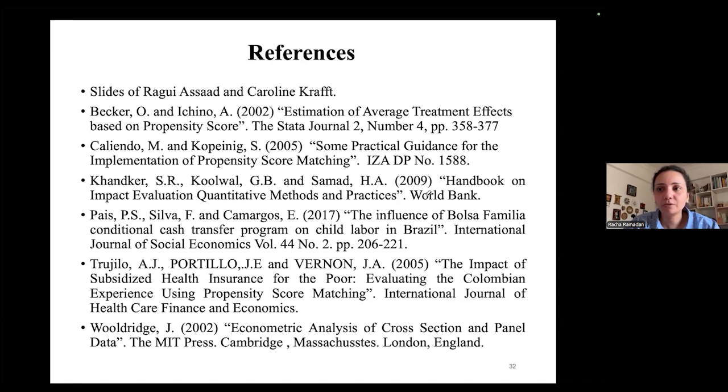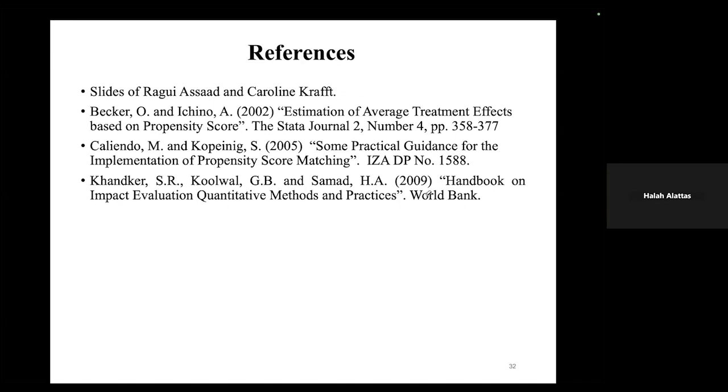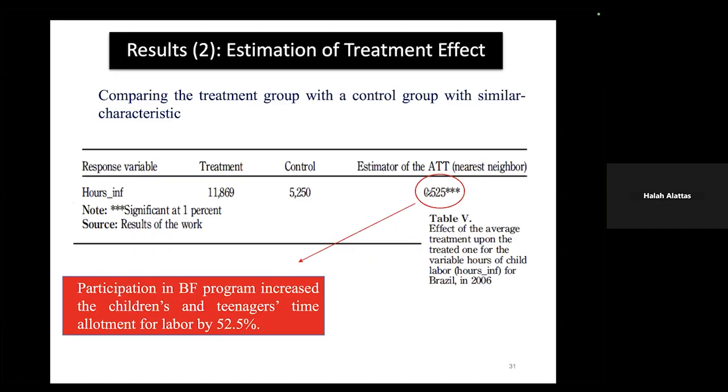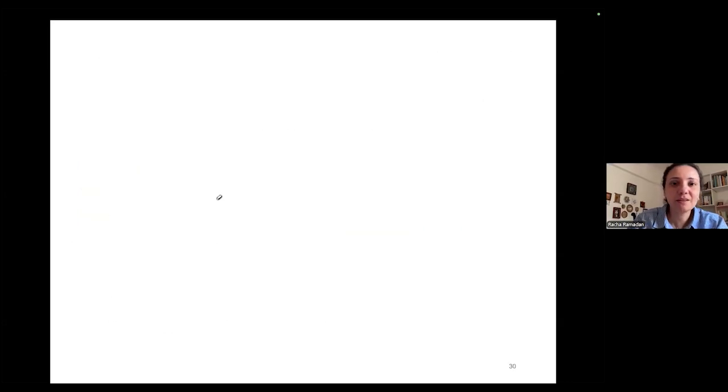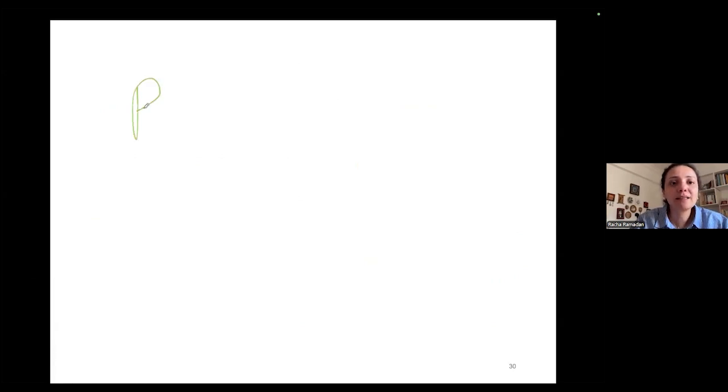Any question, comment? Yes, Professor Rasha. Yes, please go ahead. I'm quite confused because we've seen that the dependent variable is continuous, hours of working, but we still use logit regression. No, so let me explain. You use logit to estimate the probability of being selected into the program.